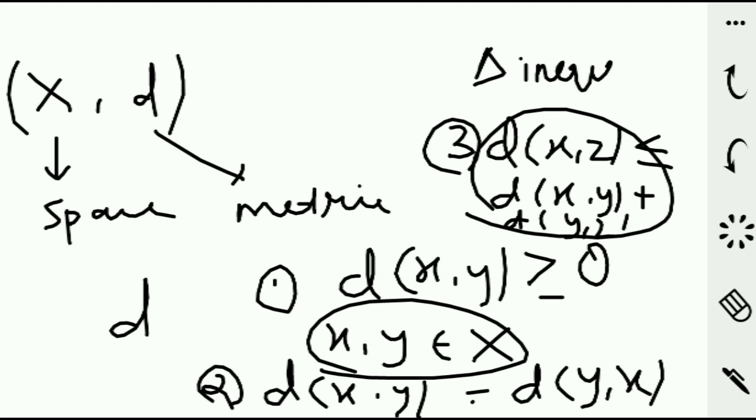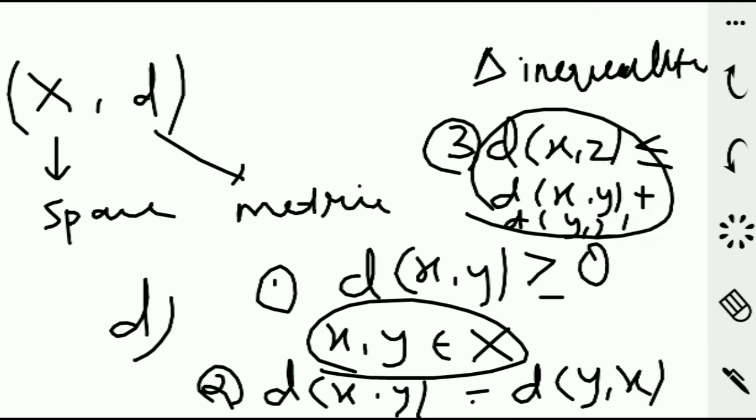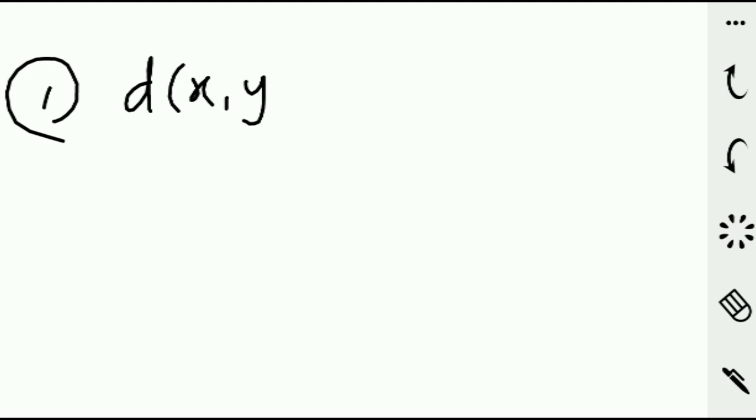So D should satisfy all these three properties, so that we can say that D is a metric on space X. Let's see the properties step by step. The first property is that the distance between x, y should be greater than or equal to 0. This means that the distance between any two points x, y can never be negative. In reality also, the distance between any two places can never be negative.